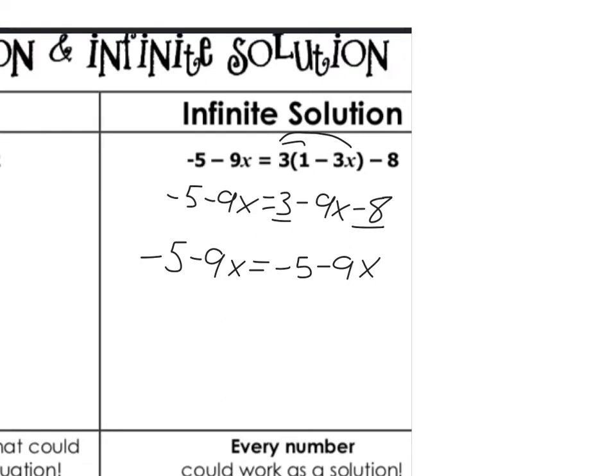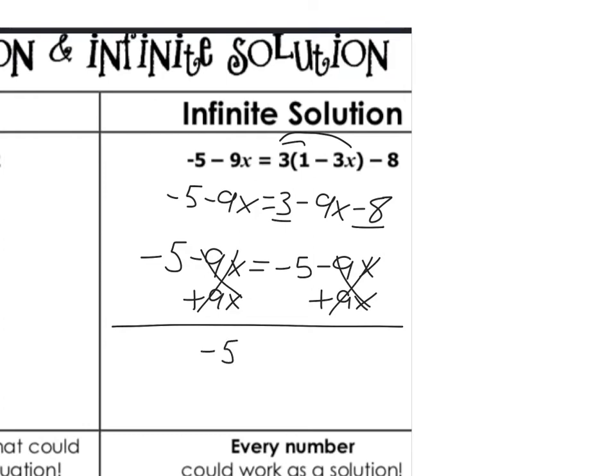Then we've distributed, we've combined like terms, now we move one of the variables to the other side. So if we add 9x here, just like our last example, both sides cancel out. So we're just left with two constants. But this is a bit different than our last example because -5 is actually equal to -5. So if all of your variables cancel out and you're left with two constants that are equal to each other, we say that there are an infinite amount of solutions.